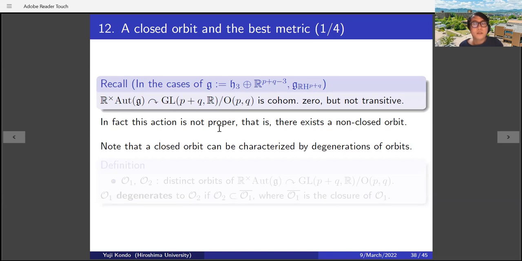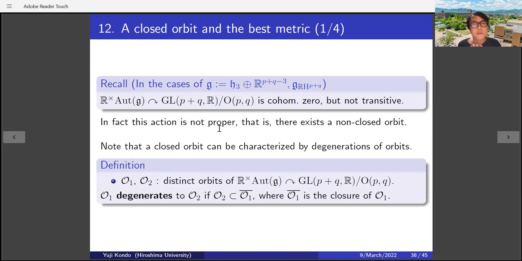And please note that a closed orbit can be characterized by degenerations of orbits. This is a definition of degenerations. Let O1 and O2 be two distinct orbits of this action. Then we say that the orbit O1 degenerates to the orbit O2 if O2 is included in the closure of O1.